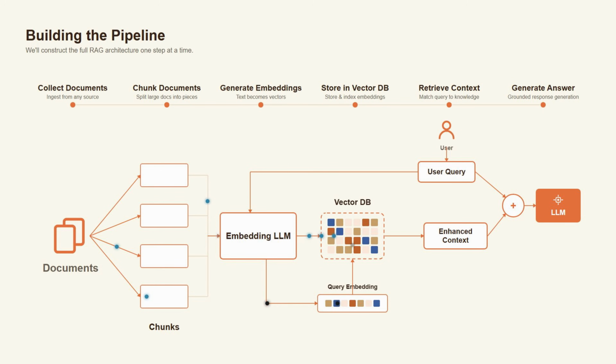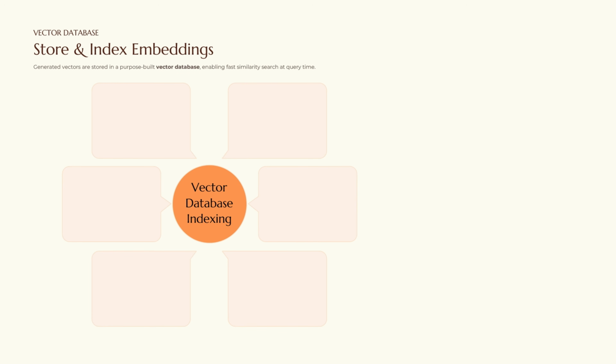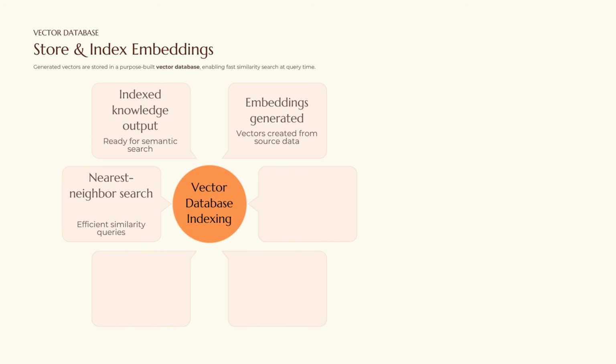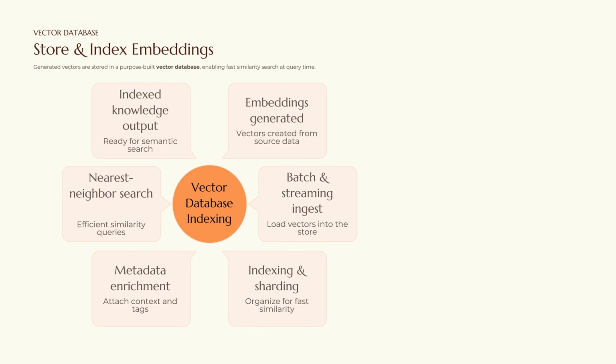But why can't we just store these chunks in a normal database and search them? Because RAG isn't only looking for matching words. It needs to find semantically similar information. A vector search system can index these vectors and use nearest neighbor search to efficiently find the most relevant ones. Metadata, indexing, sharding, and batch or streaming ingestion help manage this knowledge at scale. The result is efficient similarity search, finding relevant chunks without having to scan the entire knowledge base in the same way. And that's the key reason vector search is so useful in RAG.